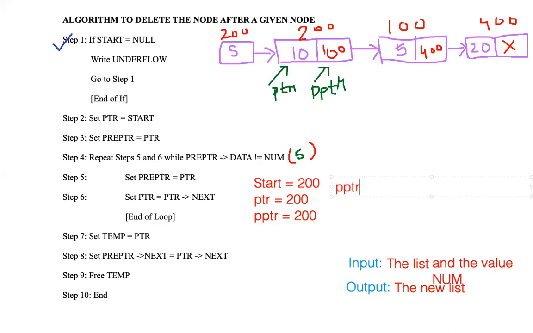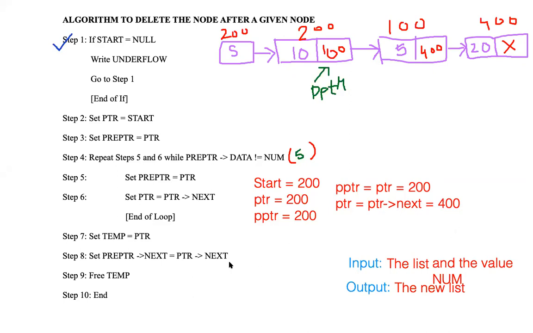So PPTR equals PTR, which means it is equal to 200. PTR equals PTR arrow next, which means it is equal to what is in the next part of PTR, 400. Now what happens? PPTR remains here because it is equal to 200, but PTR moves to this part.